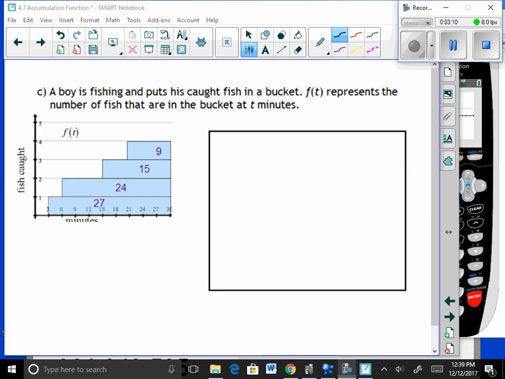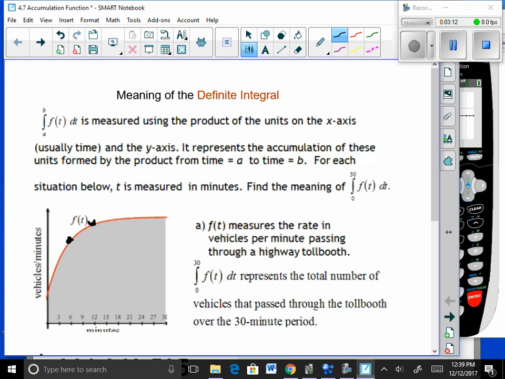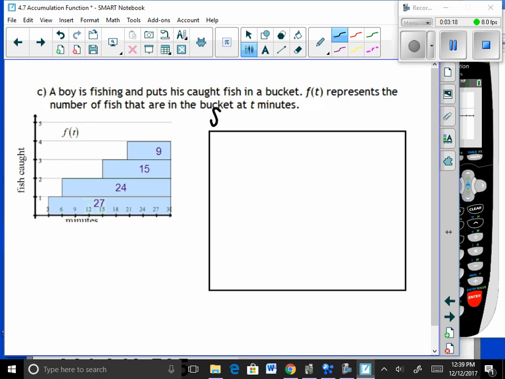Okay, so the next one, again, the instructions say we want to determine the meaning of the integral from 0 to 30 of f of t dt. So it says a boy is fishing and puts his caught fish in a bucket. f of t represents the number of fish that are in the bucket at t minutes. So what do you think the integral from 0 to 30 of f of t dt might represent? Okay, good. The total number of fish caught in that time limit, but what should the units be? What would I call my units?